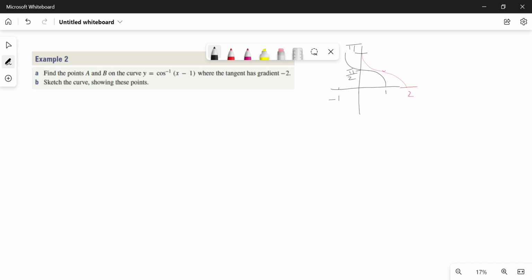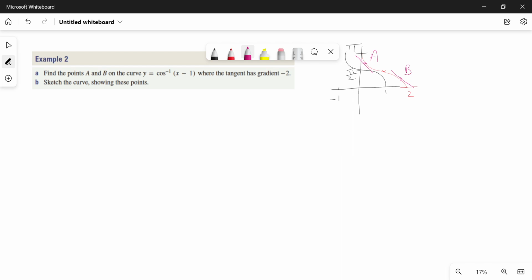And we're looking for where the tangent has a gradient of -2. So it's a negative gradient, and it's a -2. So for example, it might be about there, but also that would be the same gradient. So we want to find both points. So for example, let's make that A and that B.